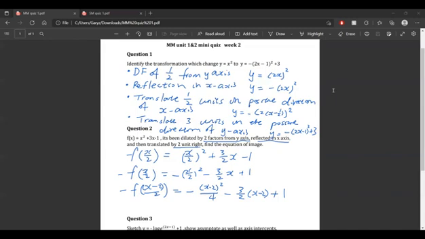Keep in mind, for this type of question, there will always be more than one solution. So it's just good to write down the results after each transformation to make sure that you got them right. Okay, so question 2.